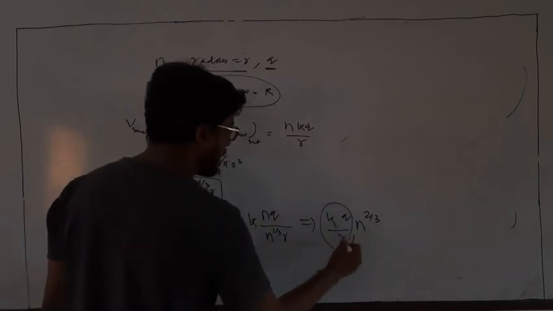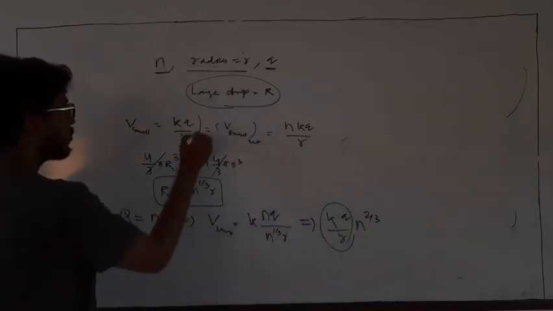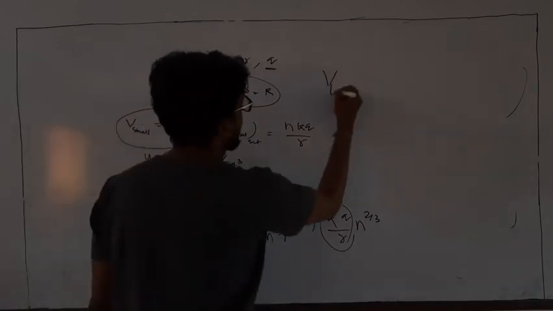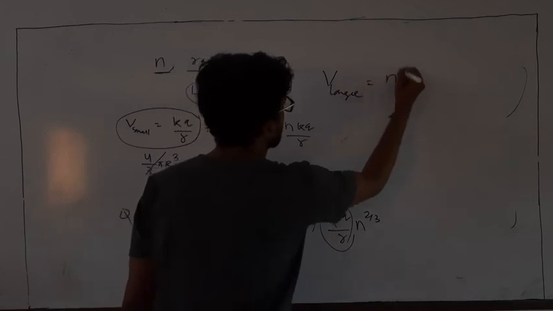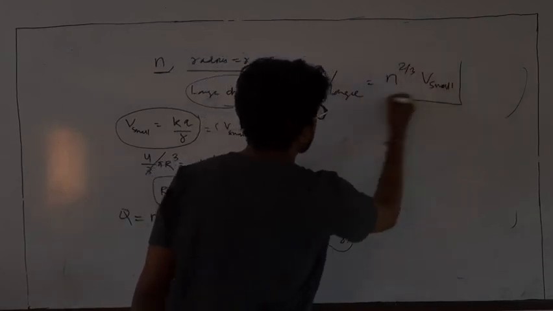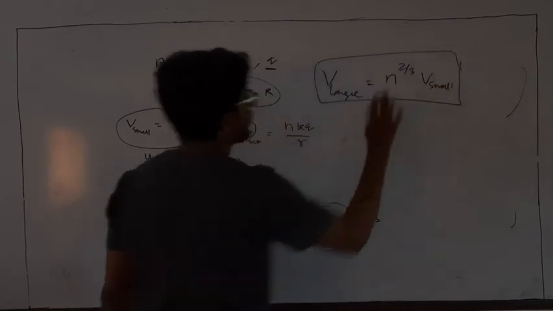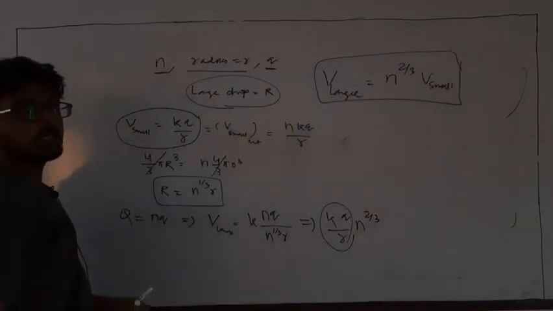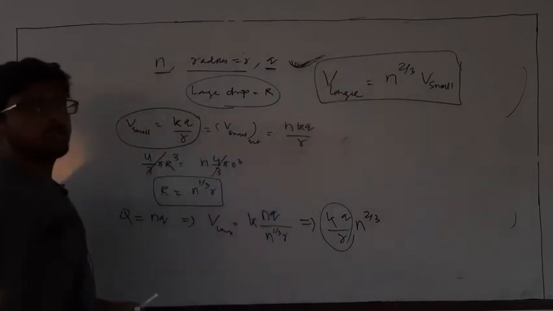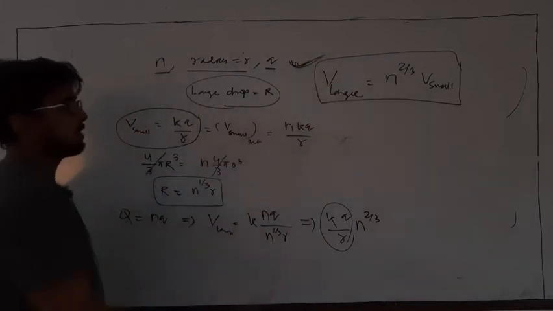What is K q by r? K q by r is the potential due to a single small drop. So the potential of the large drop will be equal to n to the power 2 by 3 into the potential due to a small drop. What is n? The total number of drops which are combined to form the large drop. So this is an important concept, may be asked in the form of a numerical. So you have to remember this relation.